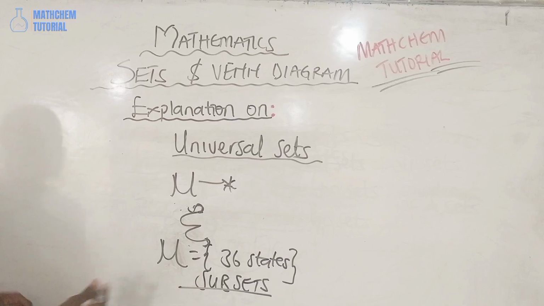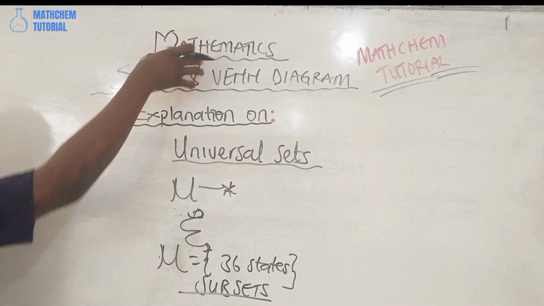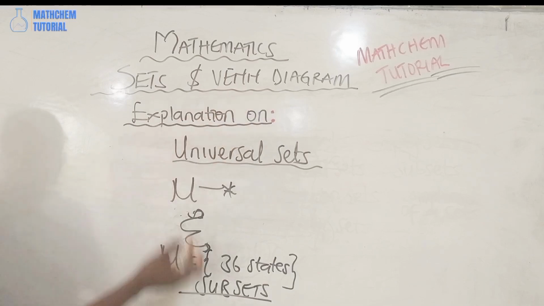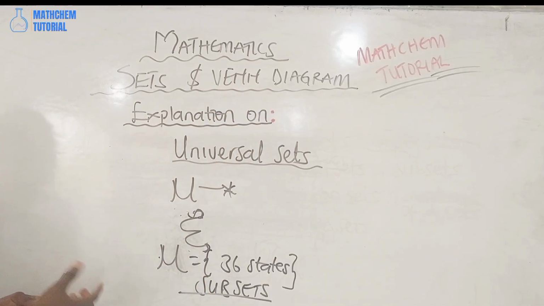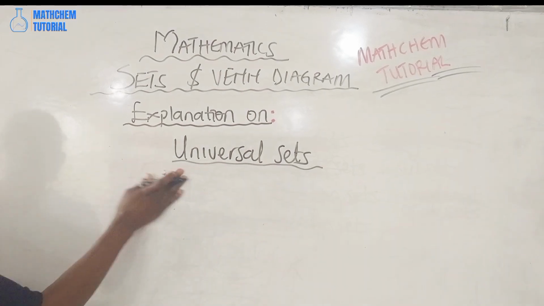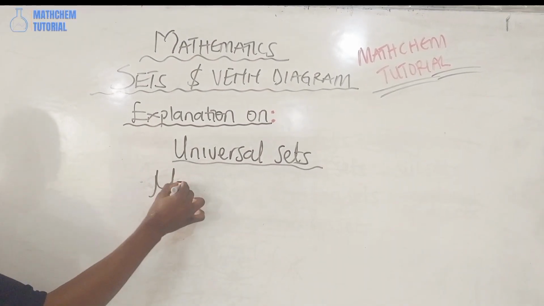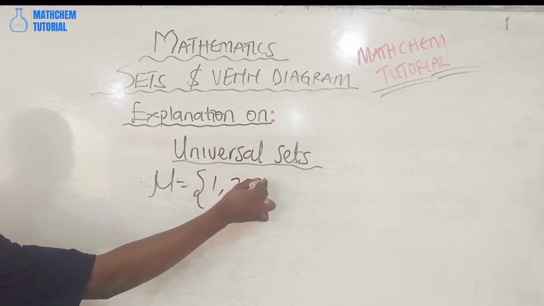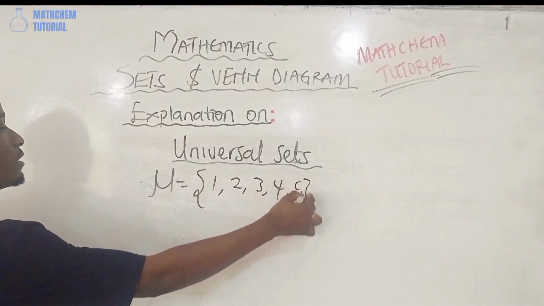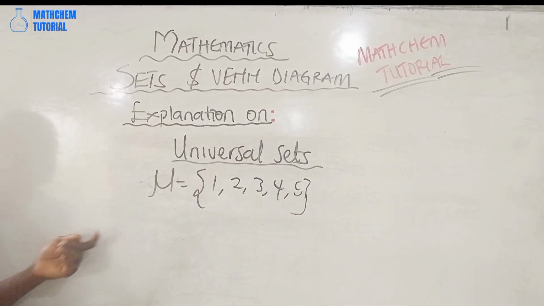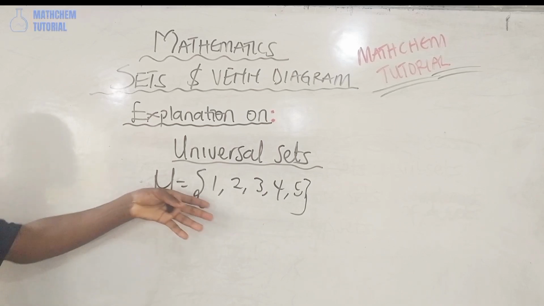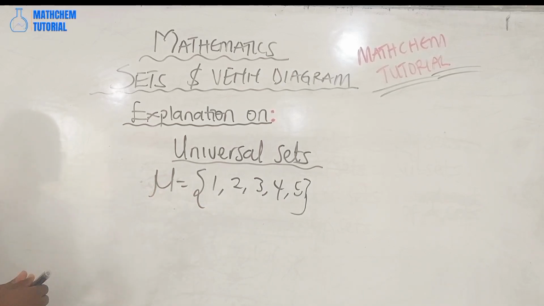After this, the next one we are going to have is a subset. Now look at this subset. A subset is like topic and subtopic. So this universal set stands as the topic, which is set and Venn diagram, while this subset is derived from the universal set. Let's say the universal set is 1, 2, 3, 4, 5, and they ask what subsets we have from this universal set. Like I said earlier, a subset is something like a subtopic.